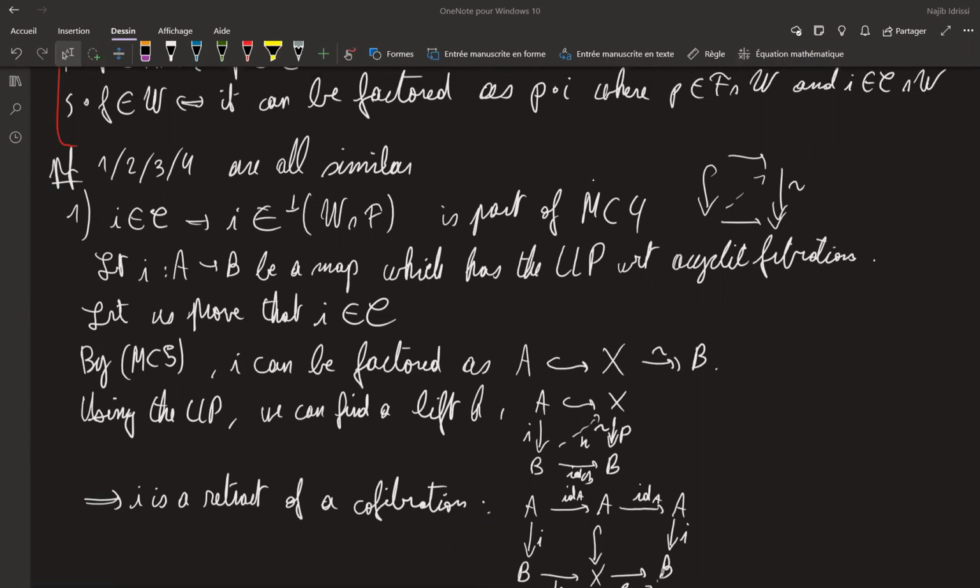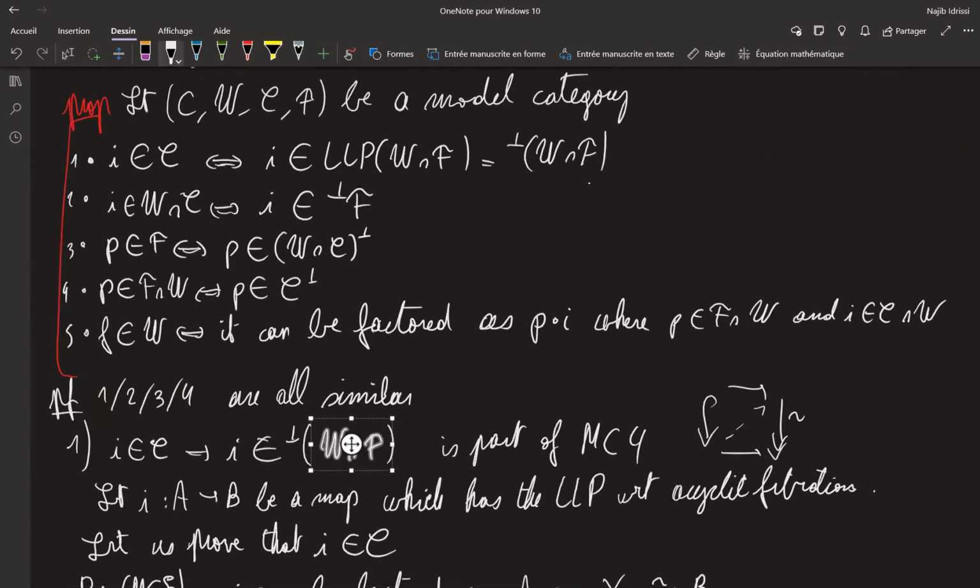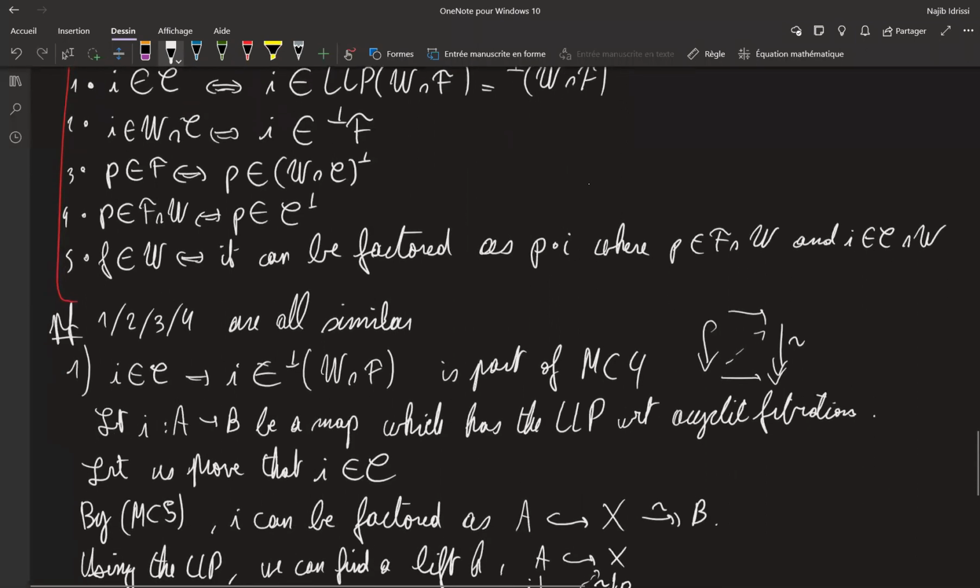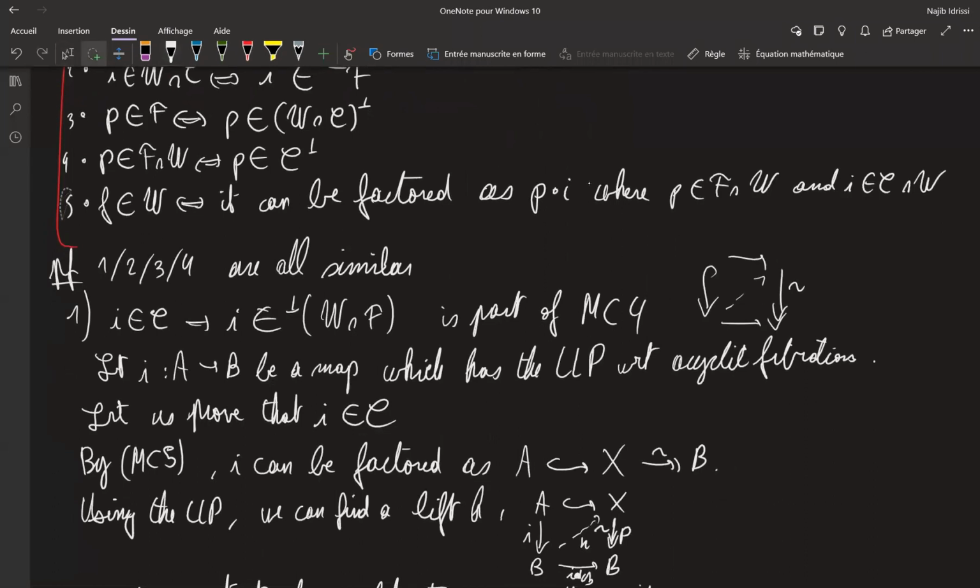Yeah, you can think about it as being part of the fact that C-op is a model category. Yeah, you can do it by duality if you want. So these two are the duals of these ones. So if you know that the opposite of a model category is a model category, then this is okay. But the fifth one, we have to work a little.